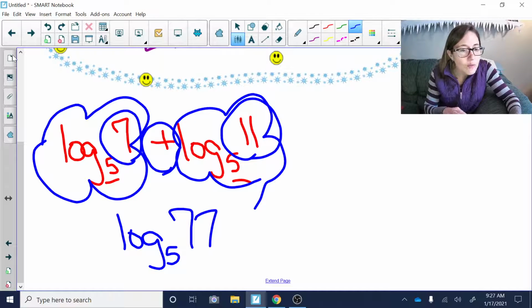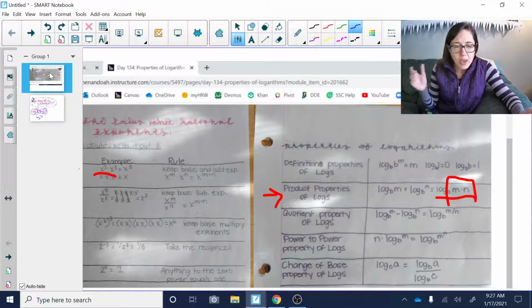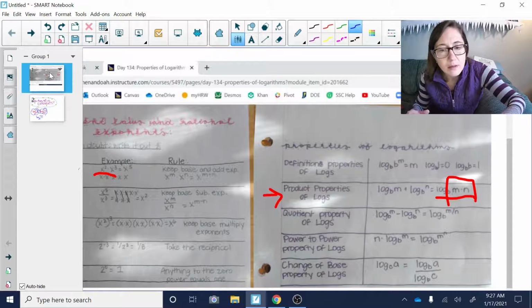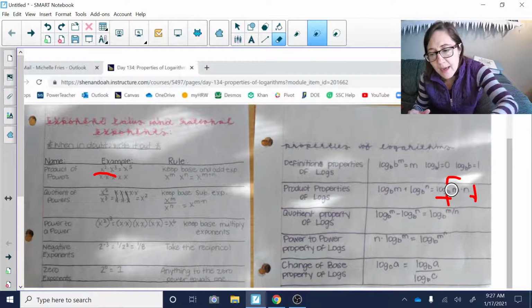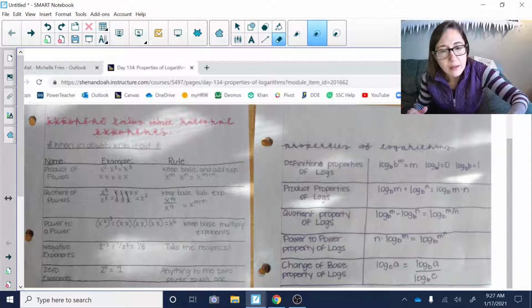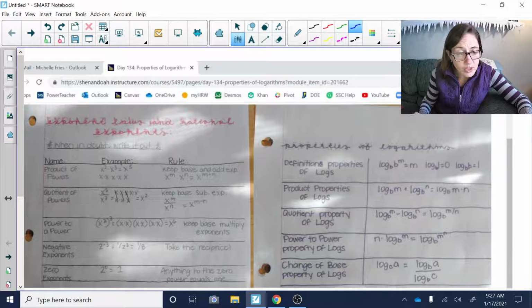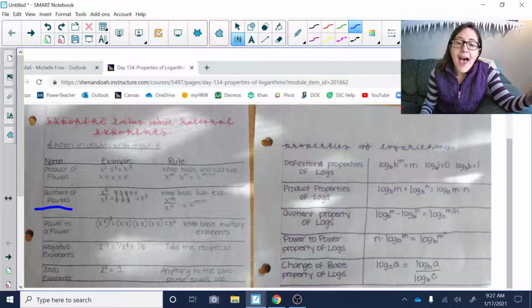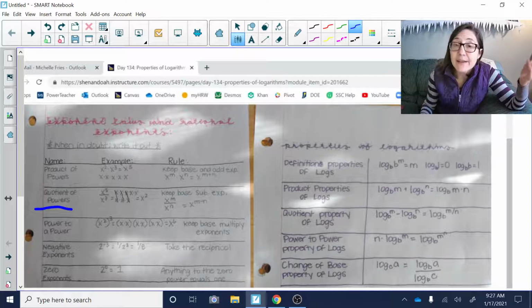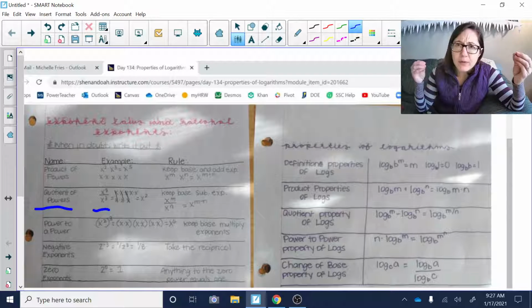So let me go over to our property screen again. Here we go. Erase that. Let's talk about the quotient rule next. So when you have a quotient of powers, I'm looking right here on the left, quotient means dividing. So you see a division problem in this example right here. X to the 5th divided by x to the 3rd. What is it we do with those?